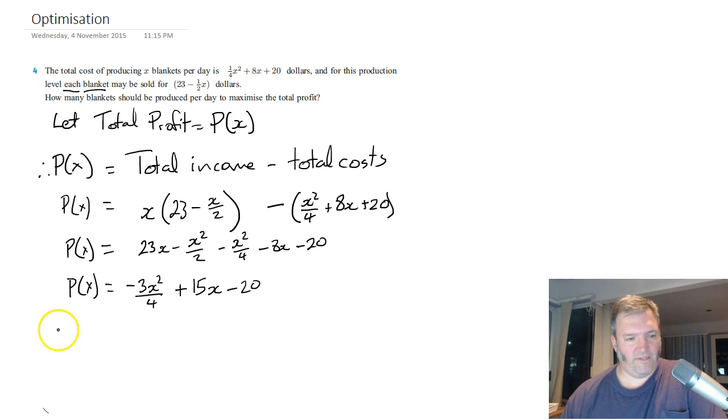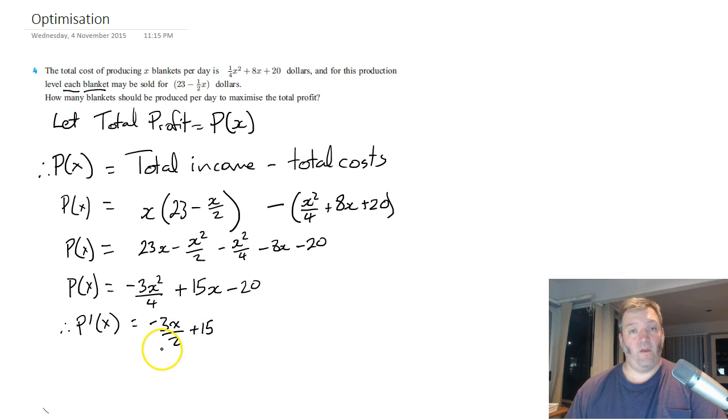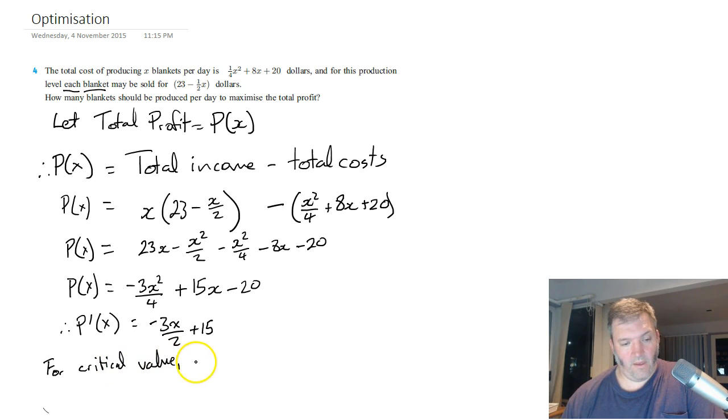Alright, now we want to try and maximize this. So to maximize it, we're going to find the derivative, let the derivative equal 0. So let's go ahead and find P dash of X. And when I multiply this by 2, I'm going to have negative 3X over 2 plus 15. For a critical value, not necessarily a maximum, but for a critical value, let P dash of X equal 0, negative 3 over 2 X plus 15 equals 0.